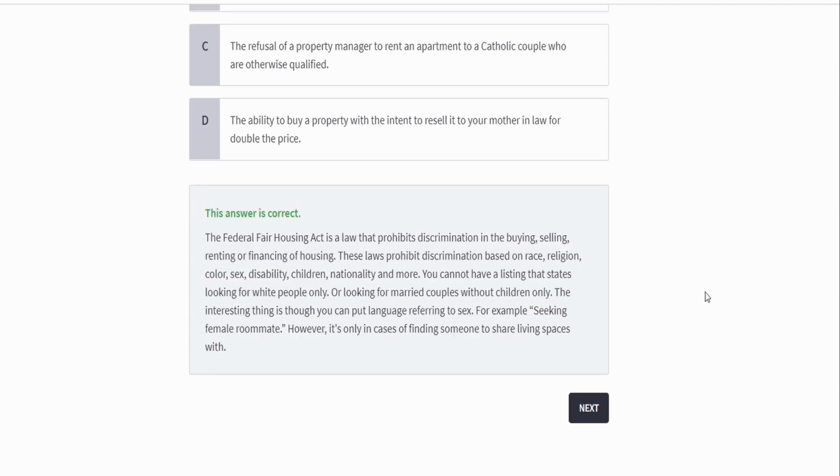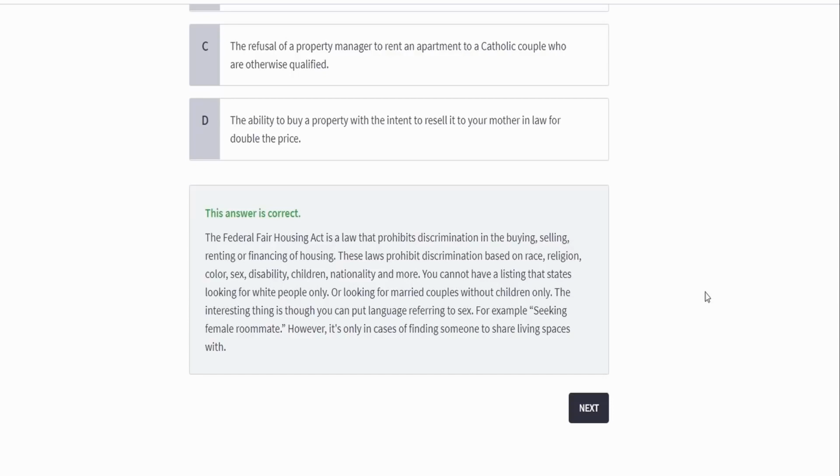For example, seeking female roommate. However, it's only in cases of finding someone to share living spaces with. That's super important to take away. And the only way you really know this is one of two ways. One, you read the entire Federal Fair Housing Act and figured it out. Or two, someone told you this and from then on you've understood that that's just the way it works. And in most cases, it's going to be the second.